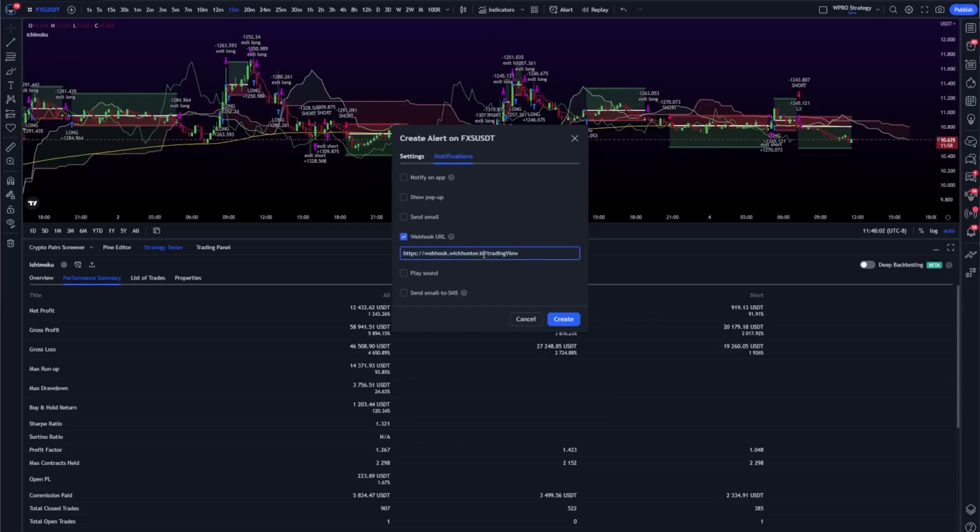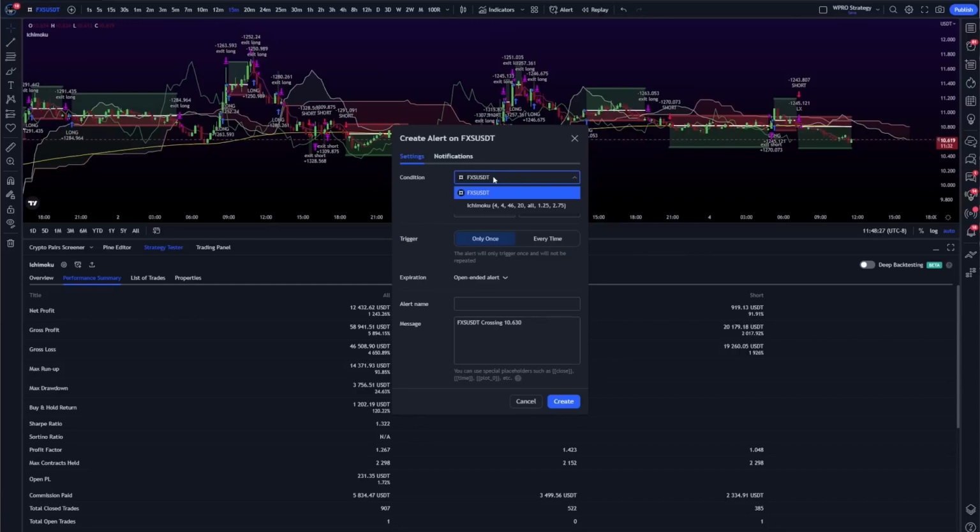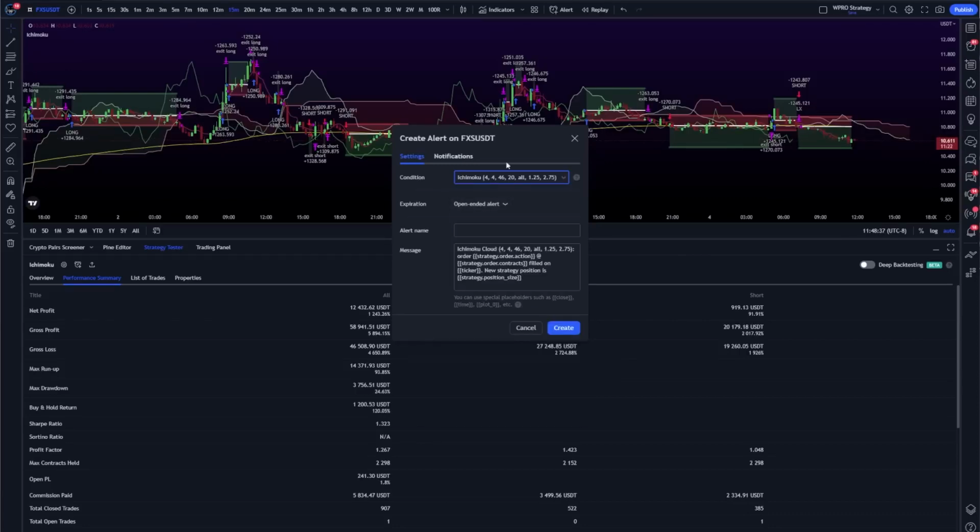This is what you want to have set up. You can also play a sound or send an email to your SMS. You can show a pop-up or send an email as soon as it enters a trade. And you're going to want to select this first drop-down menu and select the Ichimoku cloud. We're going to send our alerts from the strategy right here. Okay, I'm going to close out of this right now and head over to Wickhunter.